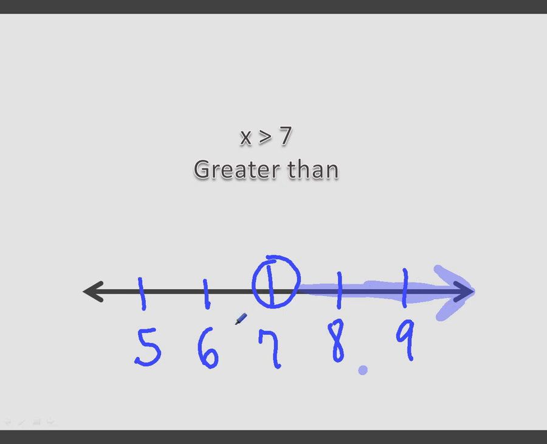And then our next example, if it said greater than or equal to, again, the only difference would be our circle would also be shaded in because it could be 7. 7 is equal to 7.